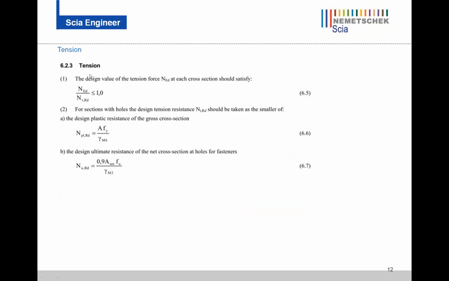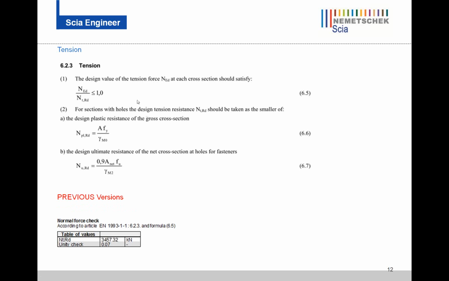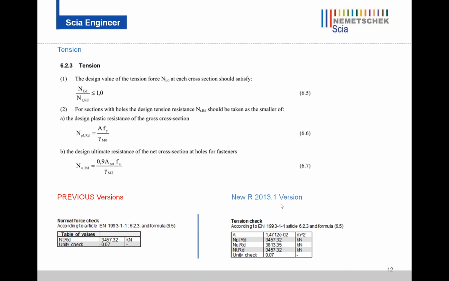we did it in the entire section checks, of course. You see that this formula applies, where the NtRd depends on the minimum of the design plastic resistance of the cross section and the design ultimate resistance of the net cross section. Those two values are important to know how you calculate this formula. In previous versions, we only outputted NtRd, where in the new version we did an upgrade.